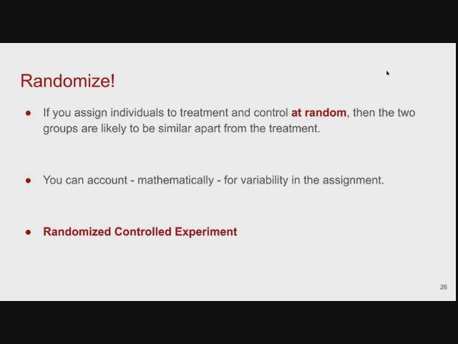The reasoning is that if we are able to randomly assign individuals into two groups before we provide the treatment to the treatment group, then we have a higher chance that the two groups are going to be very similar to each other in any other aspect, except that one group later is going to receive the treatment and the other group is not. So this is the key to establishing causality. And in this case, we are able to account mathematically for variability in the assignment. We call this kind of experiment a randomized controlled experiment.